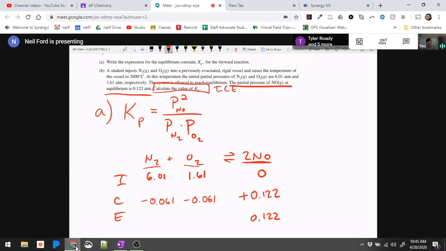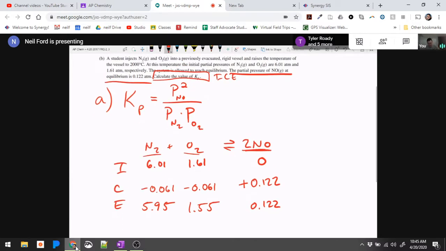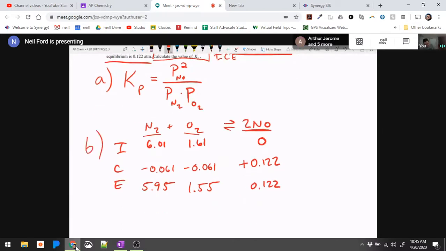Then I can subtract, I think, here, let me just refer to the document so I don't have to subtract. There we go. They ended up getting 5.95. They just rounded sig figs appropriately, and then 1.61 minus that was 1.55, and they got 0.122. So we've got all the equilibrium partial pressures now. So if you want to know Kp, you just plug them in.